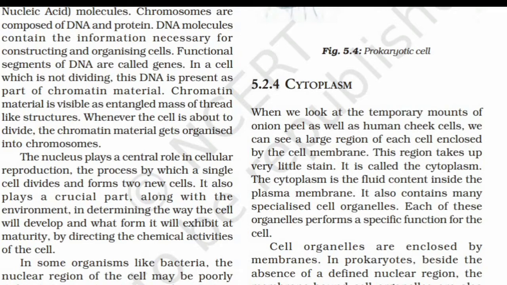Cytoplasm. When we look at the temporary mounds of onion peel as well as human cheek cells, we can see a large region of each cell enclosed by the cell membrane. Each cell has cell membrane. This region takes up very little stain. It is called the cytoplasm. What is this large region, other than nucleus? This region takes up very little stain. It is called the cytoplasm.